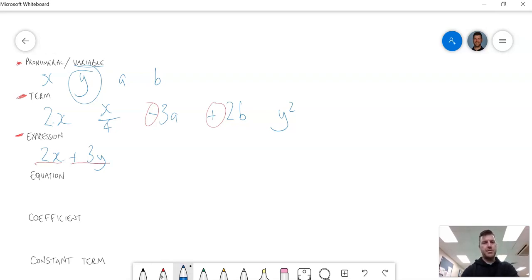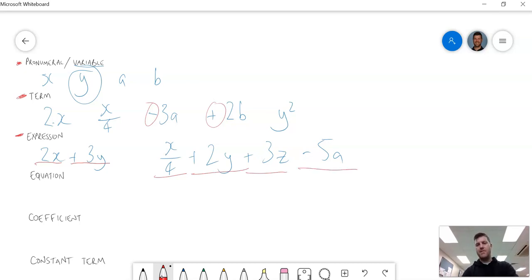If I write another expression, let's say x over 4 plus 2y plus 3z, take 5a. How many terms have I got now? That's right, I've got 4. x over 4 is my first term, positive 2y is my second term, positive 3z is my third term, and minus 5a is my fourth term. So terms include, but are separated by, the addition and subtraction signs. Really important to remember that. And an expression is basically just one or more terms.